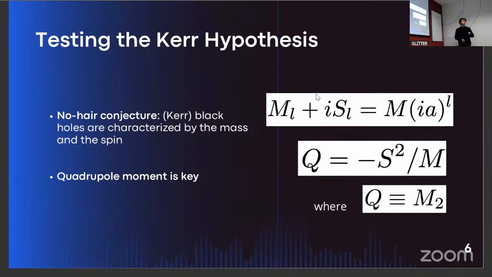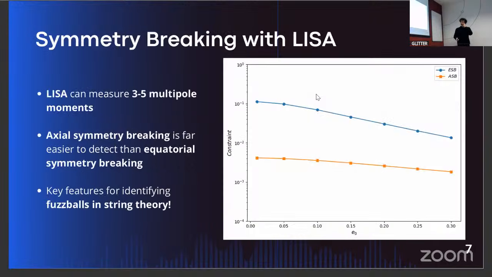But if you want to pinpoint the identity of the object, you need to go to higher orders. And that's what we did. So we added the first multipole moments to break these two symmetries of the Kerr metric. And we use one single EMRI observation to see how well LISA will detect this breaking of the symmetries. And we see that this is quite accurate, far better than any other telescope.